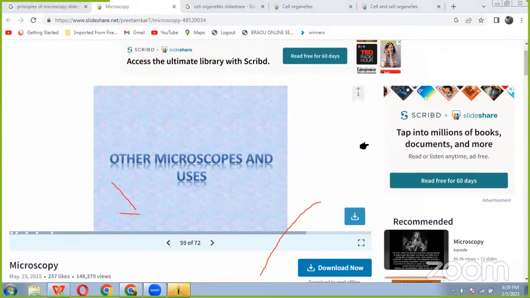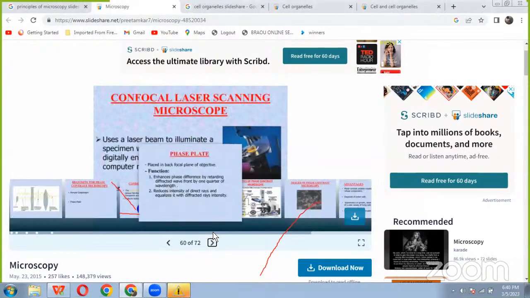Next one, the maximum resolution possible in the light microscope is in the range of microns, approximately 10 to the power of minus 6 meters, and the maximum resolution possible in the range of nanometers, 10 to the power of minus 9, in the TEM electron microscope.